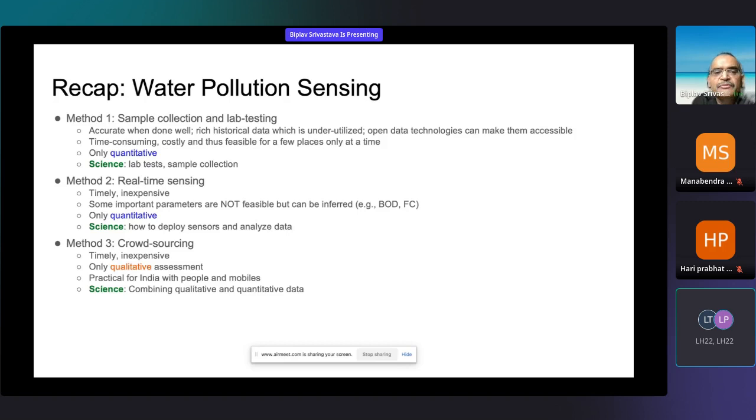So, just to recap, we talked about three broad categories of data collection. We talked about taking samples and doing lab testing and so on. It's a quantitative approach, and it is time consuming and costly. We can also do real-time sensing using various sensors. Not everything can be done using real-time sensors, and it is quantitative. The science here is how you deploy your sensors and analyze data. The other category is crowdsourcing, where you can actually get qualitative information, like people can take photographs and give information. And in India, with a lot of people and a lot of mobiles, that's also a practical way. And then you can also combine qualitative and quantitative data here.